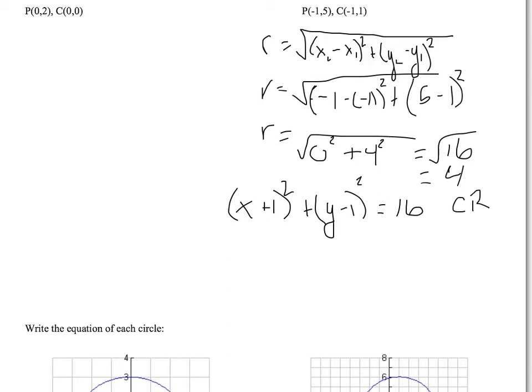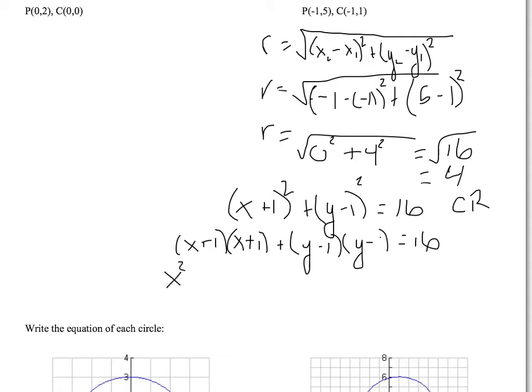To get it in standard form, what you do is you have to expand it. So x plus 1 squared, we know that that's the same as x plus 1 times x plus 1. And for the y's, we know that that's the same as y minus 1 times y minus 1. X plus 1 times x plus 1 is a FOIL problem. We should be good at these by now. That's x squared plus 2x plus 1. For my y's, that's another FOIL. Y squared minus 2y plus 1 equals 16.